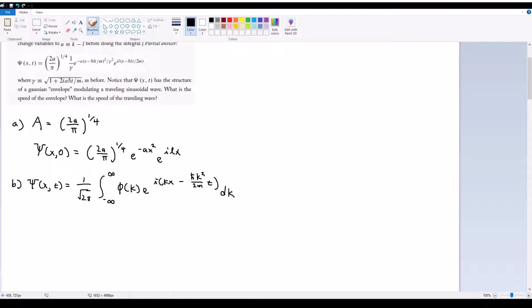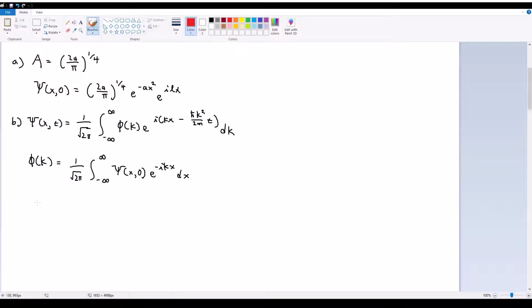To find phi of k, we can do a Fourier transform from psi of x comma 0. This is going to give us 1 over square root of 2 pi times the integral from negative infinity to positive infinity of psi of x comma 0 times e to the negative i k x, this time in terms of dx. So we have to start by finding phi of k first. To do that, we plug in our accepted value psi of x comma 0. So phi of k is then going to equal 1 over the square root of 2 pi times the integral from negative infinity to positive infinity. Substituting psi of x comma 0 in, we have 2a over pi to the power of 1/4 e to the negative a x squared e to the i l x e to the negative i k x dx.